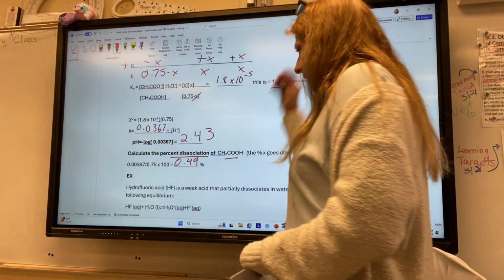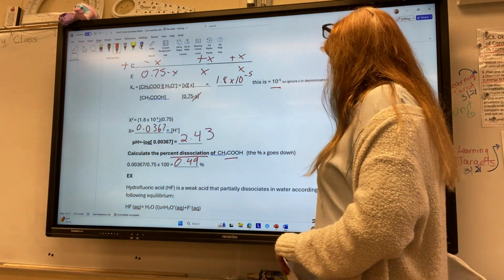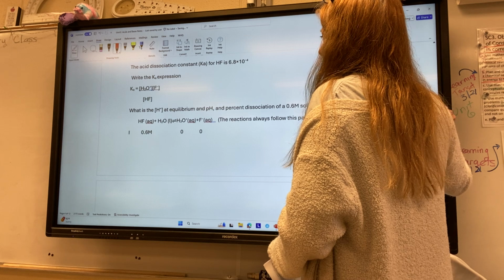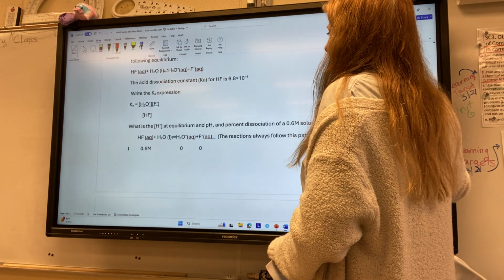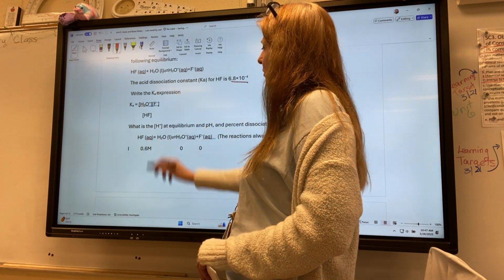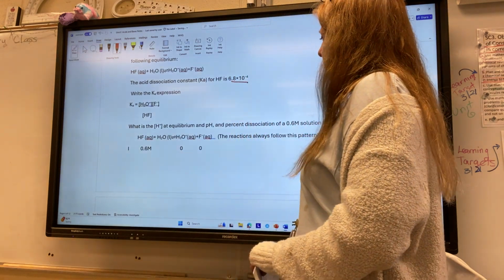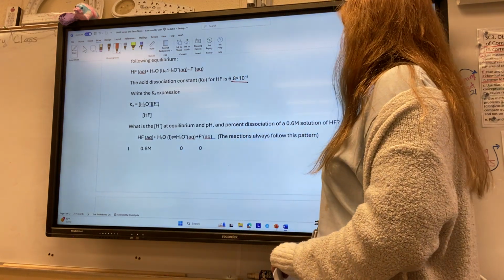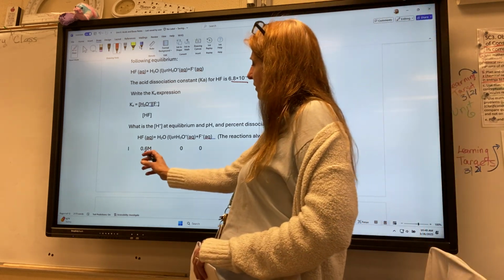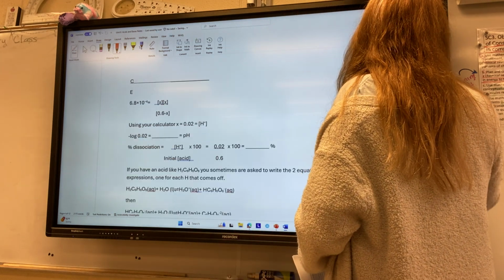Okay, keep it going. Here's another example problem. Hydrofluoric acid is a weak acid that partially dissociates in water according to the following equilibrium expression. They told us the acid dissociation constant. They want us to write the expression, products over reactants, leave out the water. What is the concentration at equilibrium and pH and percent dissociation if you have a 0.6 molar solution? So we start with writing 0.6 molar, because that's what we start with, 0, 0. We leave out the water. It's not important.